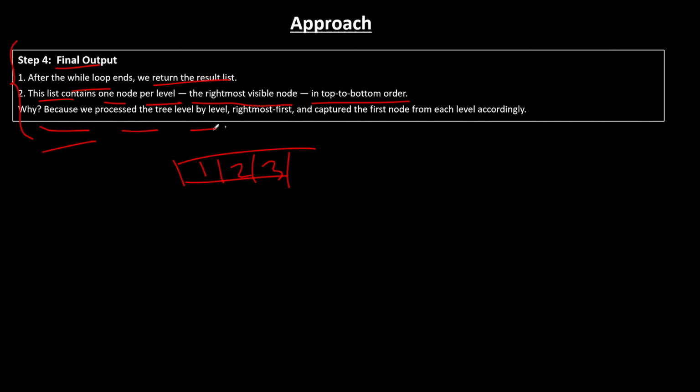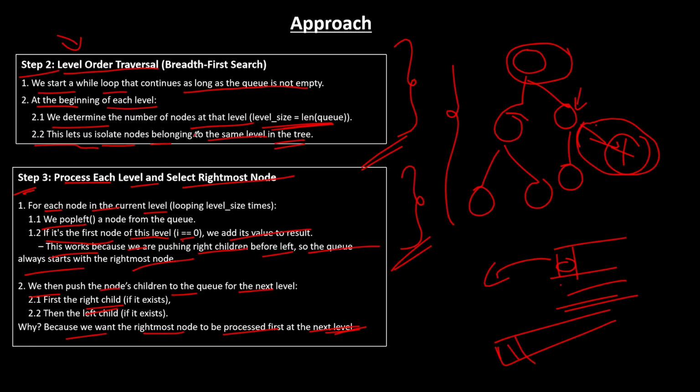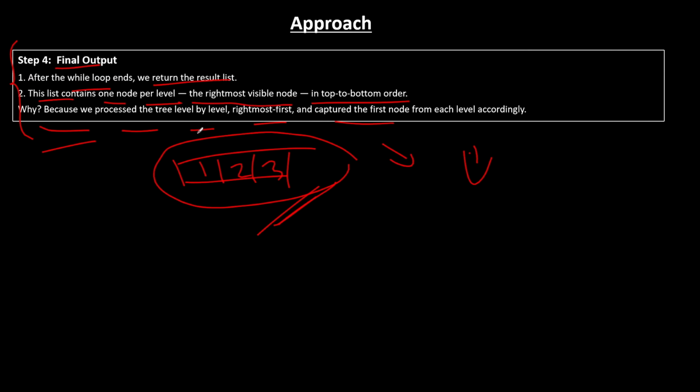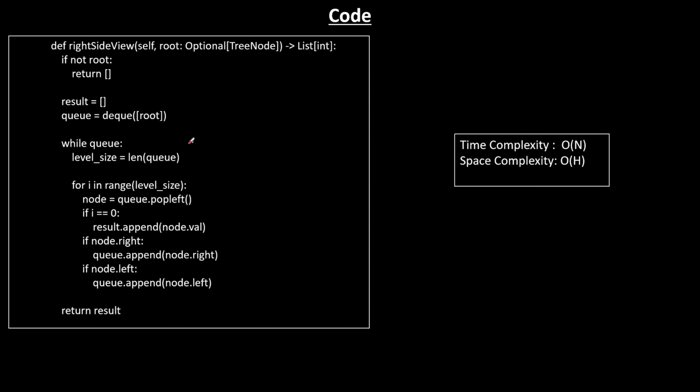Because we process the tree level by level, rightmost first, and capture it from top to bottom. That's why our resultant vector, or the array or the list, has the required output. I hope you understood the approach. It is nothing much complex. It is straightforward, what we discussed earlier. Let's move to the next slide.